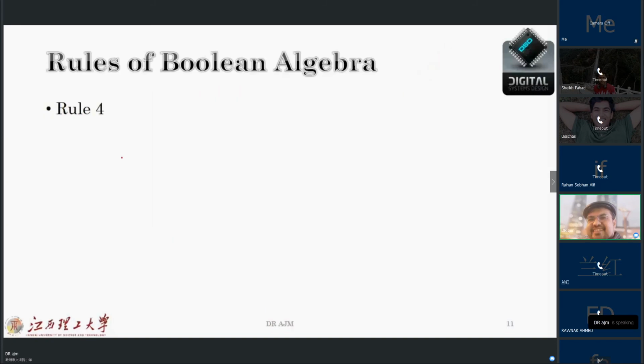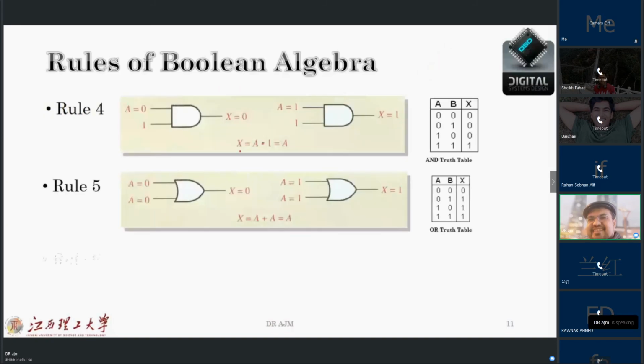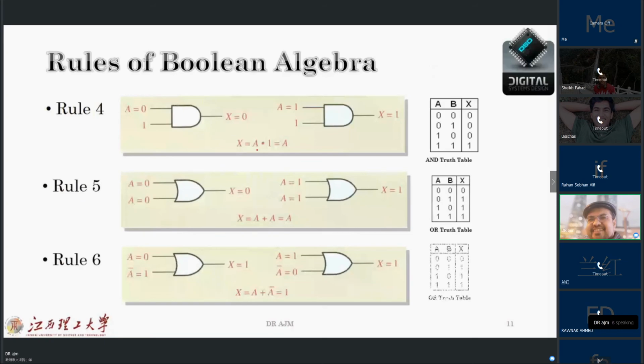Okay, rule number four was that A dot one is equal to A. Let us test. I will put A as zero, and the second input is one. Then zero multiplied by one is zero, and if I put A as one, one multiplied by one is one. It means that it depends just on the input A. Whatever the value of A, the result is A. Then this is also okay.